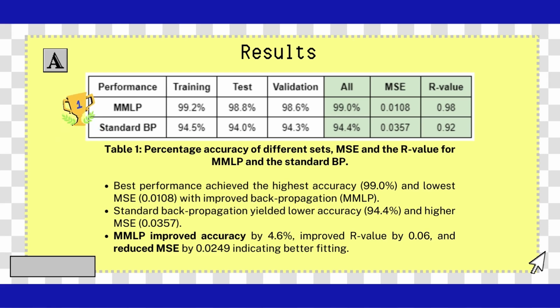Notably, MMLP outperformed standard BP by improving accuracy by 4.6%, increasing the R value by 0.06, and reducing the MSE by 0.0249. These results underscore the superior fitting and overall performance of the MMLP approach, highlighting significant advancements in accuracy and error reduction.